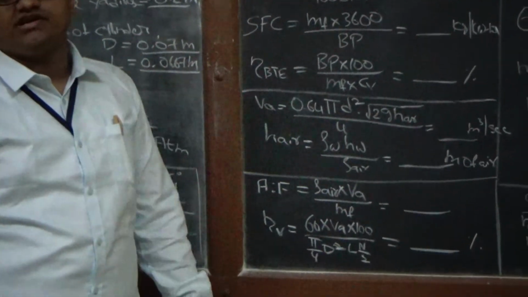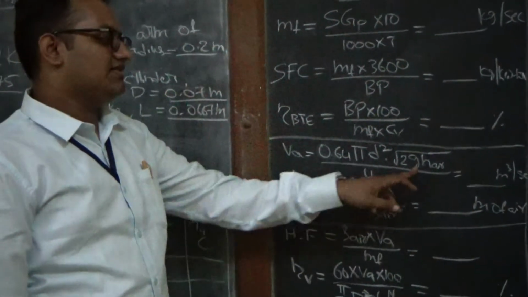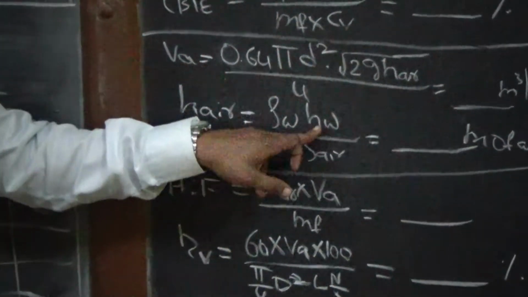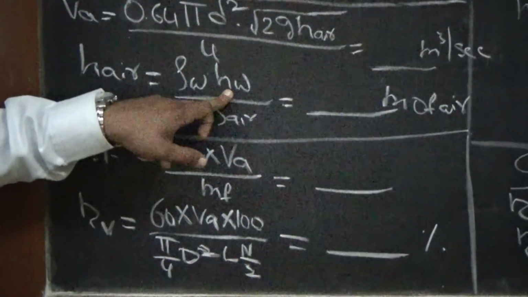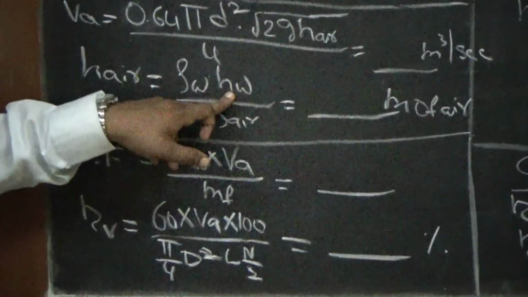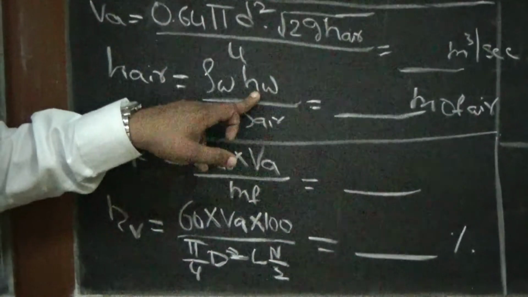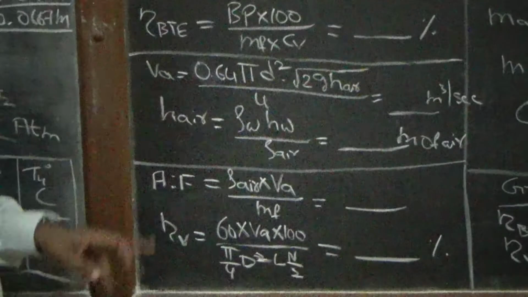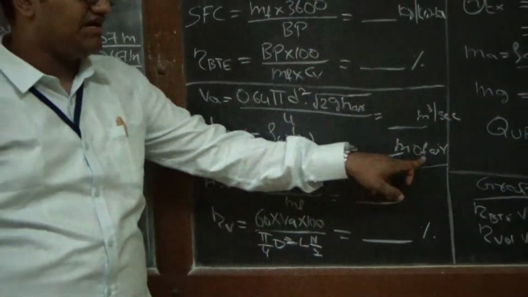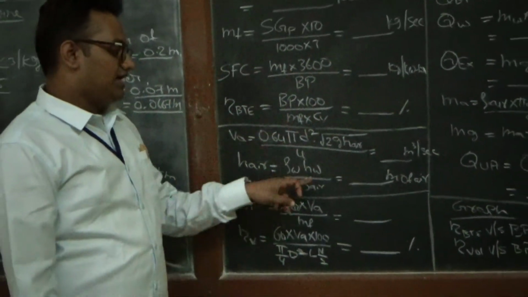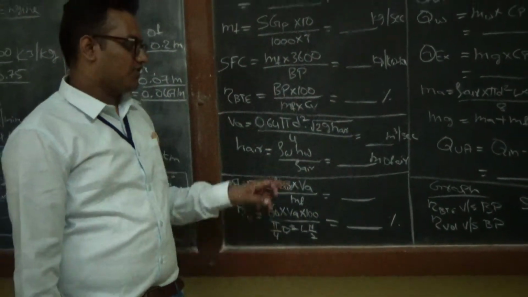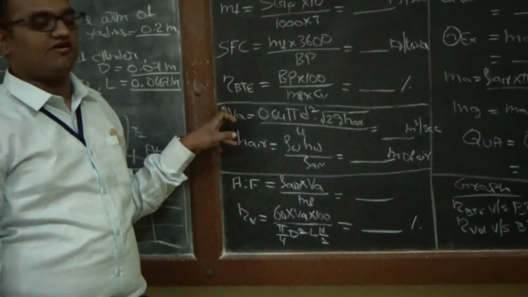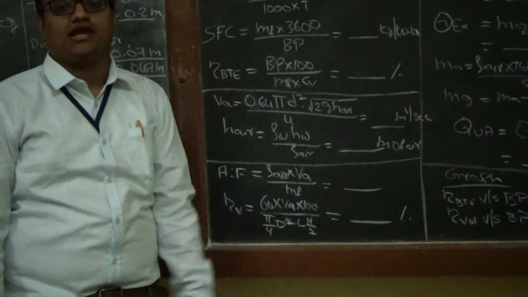Because we measured it in terms of water, to convert that we have a formula for head in terms of air. We already know HW, H1, H2, which we have taken from the manometer, and the difference in H gets us HW. By using the rho of water and rho of air, we will get H in terms of meters of air; here it was in terms of water. So from that we can calculate VA, the volume of air, in terms of meter cube per second.